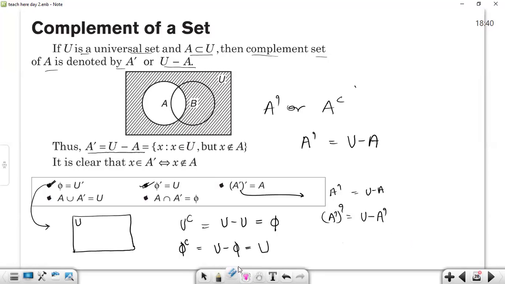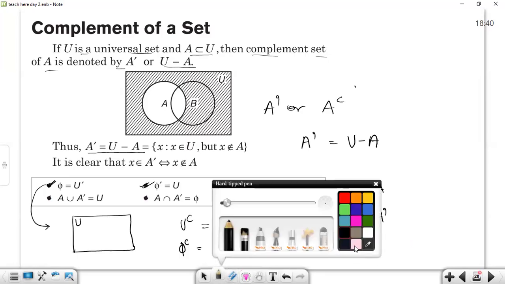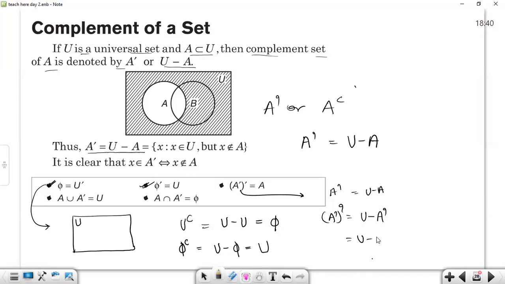We write it. So U minus A complement was what? U minus A. So U minus U plus A. So what is there? A. So if we complement any set twice, the set itself will come out. Is this point clear? Yes, sir.